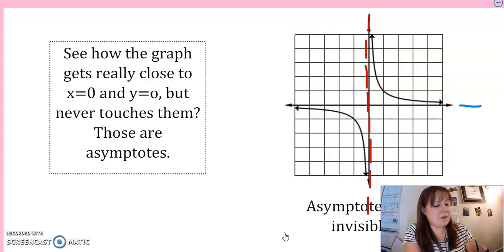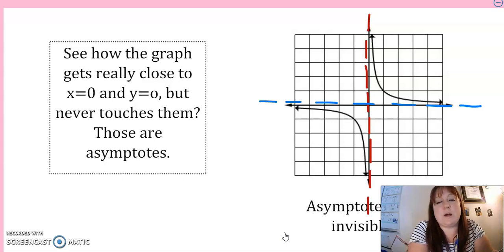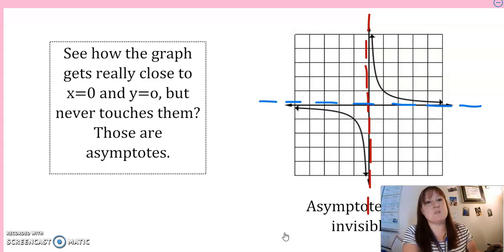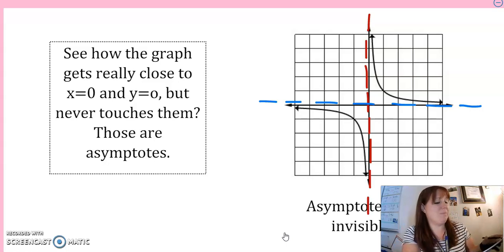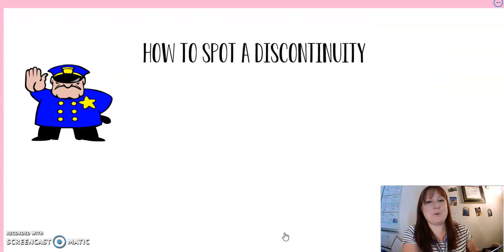And then do you see how here at y equals 0, it also gets close to y equals 0 but doesn't touch it? That's what we call a horizontal asymptote because it's approaching that number and getting really close to it. Asymptotes are invisible. You usually won't see them unless you have an older graphing calculator. Every so often the older graphing calculators will graph your asymptote, but typically they're invisible.